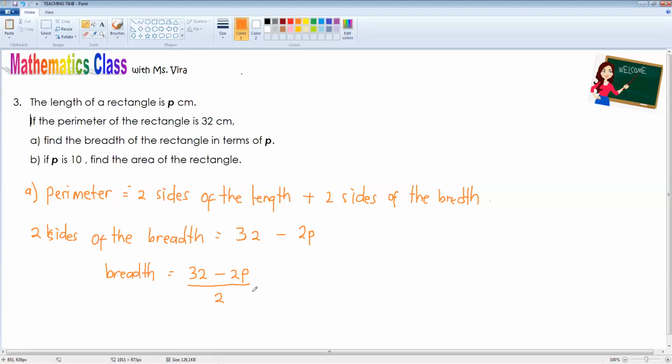Now here we can simplify it. 32 divided by 2 will be 16, and negative 2p divided by 2 will be negative p. So one side of the breadth will be 16 minus p centimeter.